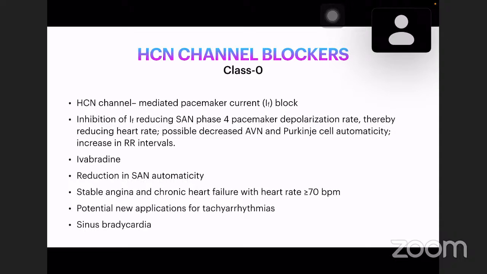This class contains only one drug, that is ivabradine. It decreases SA node automaticity. It is particularly useful in stable angina and chronic heart failure with a heart rate of more than 70 beats per minute. It has potential new implications for sinus tachyarrhythmias. The only drawback, the adverse effect, is that it might cause sinus bradycardia.